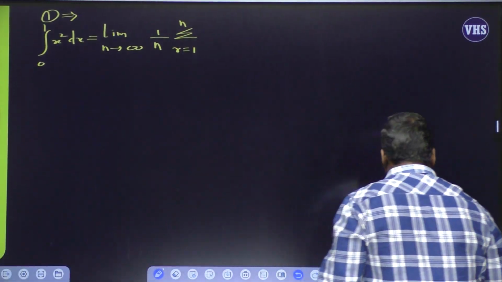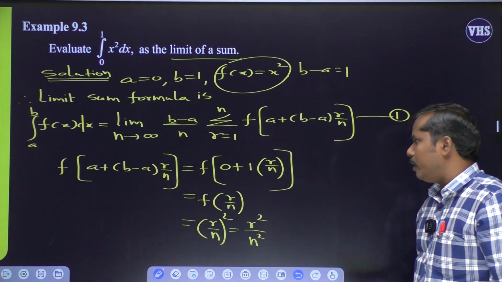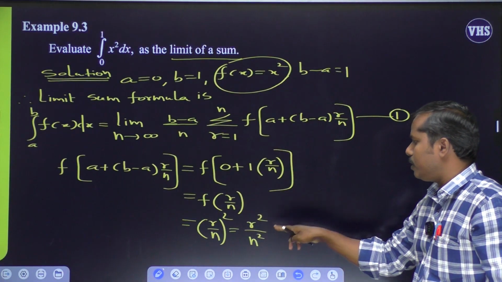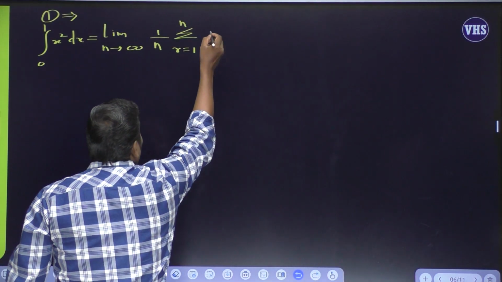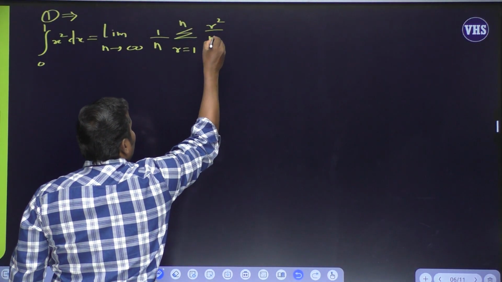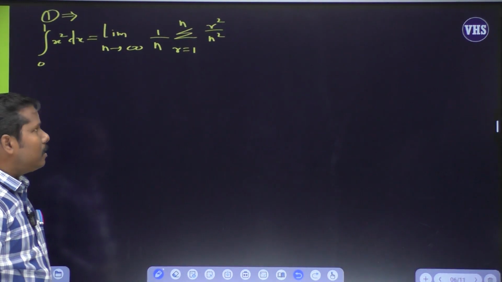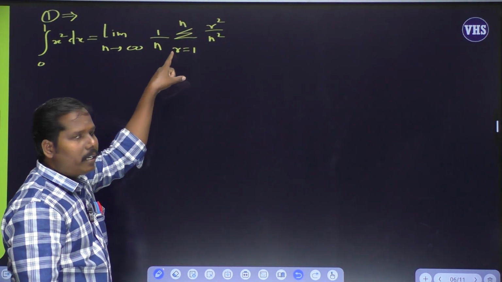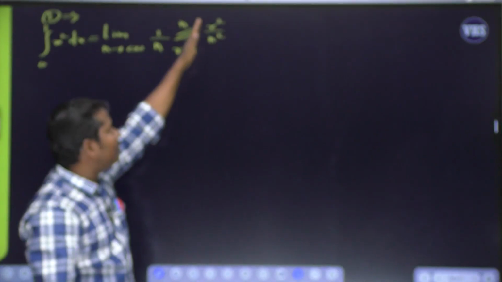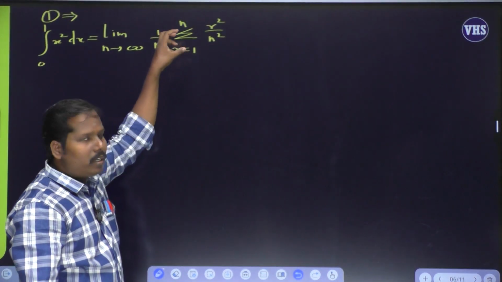What is the functional value there? r square by n squared. You take it here, r square by n squared. Students, as I said in the previous problem, this summation depends on r only. Summation ranges over r, so only r is the thing going to change.